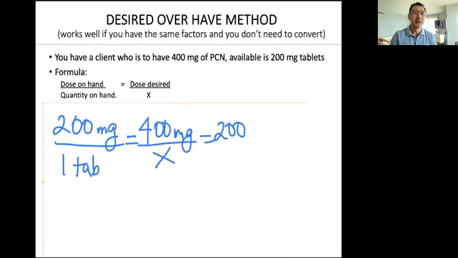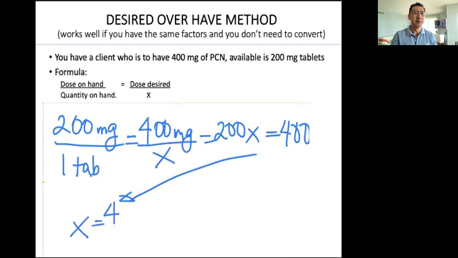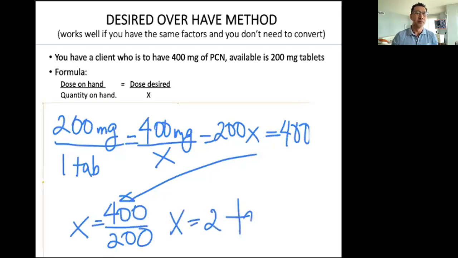200 times x equals 400. Isolate my x, another basic math rule. Isolate the x, meaning I have to divide 400 by 200. And there is my answer. I was doing this with my finger because I couldn't find my pen. It's 2.